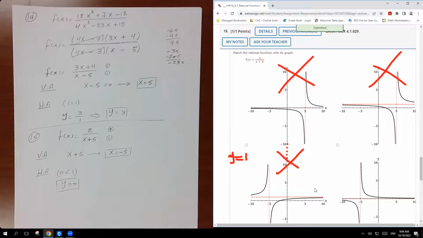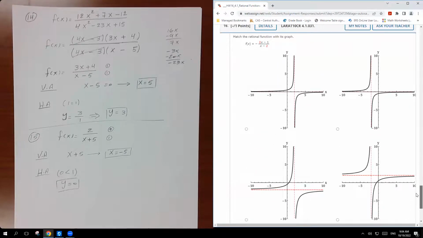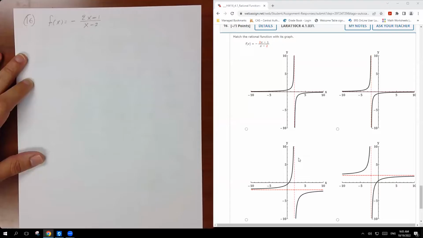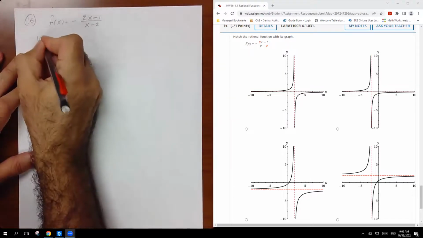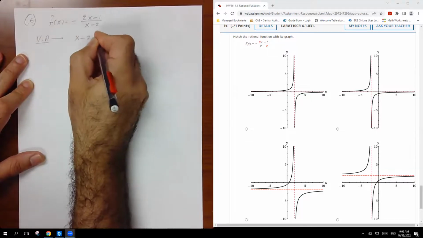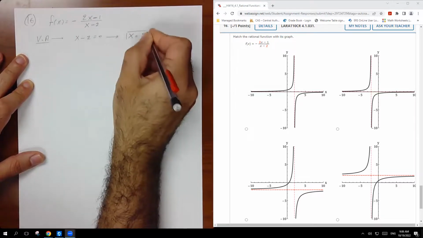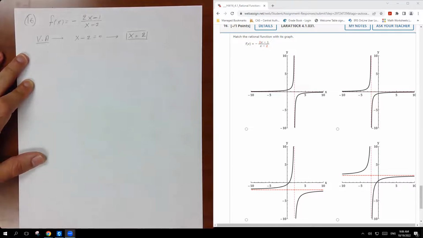Next one is example 16, the last one. We're going to do the same thing by locating the horizontal asymptote and vertical asymptote. So the vertical asymptote: x minus 2 is going to be equal to 0. That means x is going to be equal to 2. This is the first vertical asymptote.